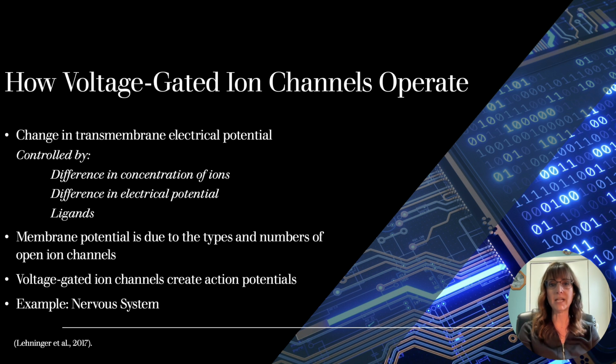And this can be controlled by differences in ion concentration on either side of the cell membrane, the difference in the electrical potential across the cell membrane, and believe it or not, ligands may have a role in this as well. This tightly regulated mechanism is controlled by the number of types and the number of open ion channels at any given time. Voltage-gated ion channels can create what we call an action potential. And the best way to see these in action is to take a look at the nervous system.